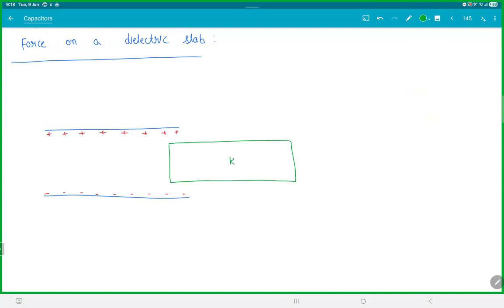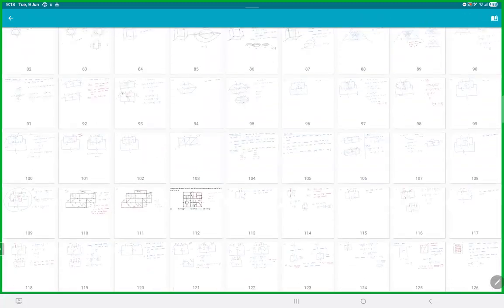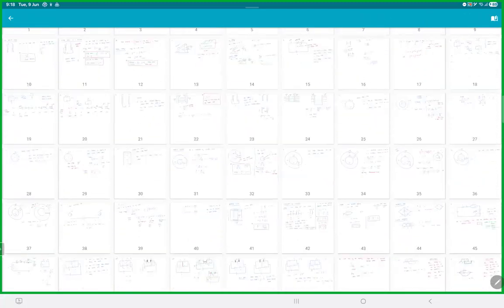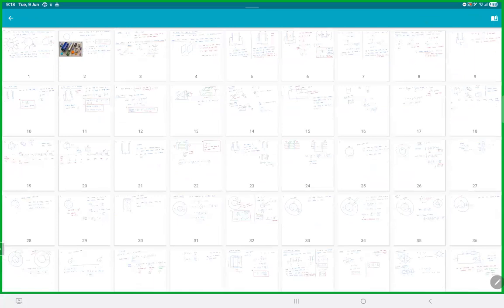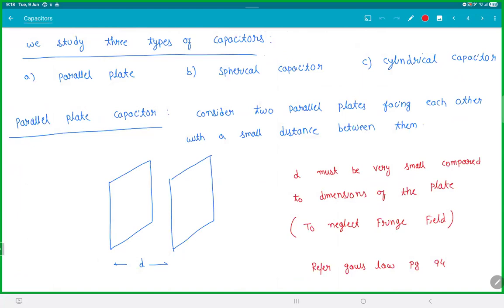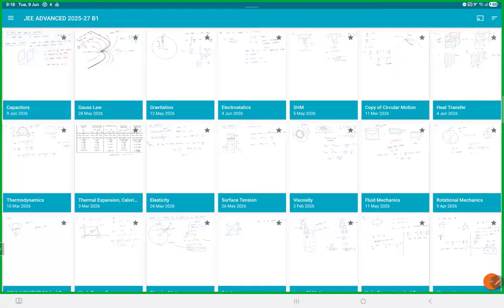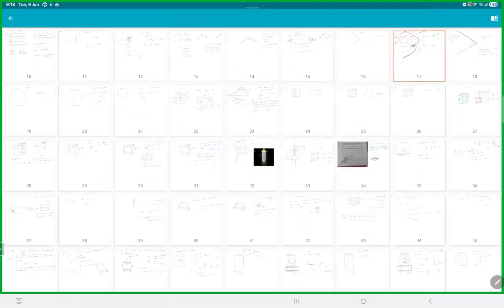This is your dielectric K. And now you will have induced charges here. Now remember, these charges will be non-uniform distribution because there is no symmetry there. This will be some induced charges on the dielectric slab. Now, if you remember, in the beginning, when we started this whole thing about capacitors, there was one big thing we did. The distance between the plates must be very small. Page 94, Gauss law.